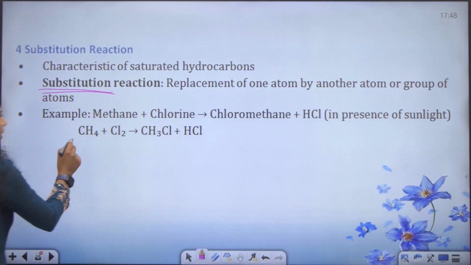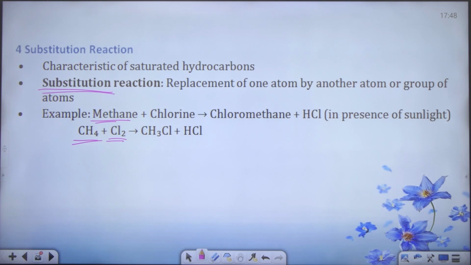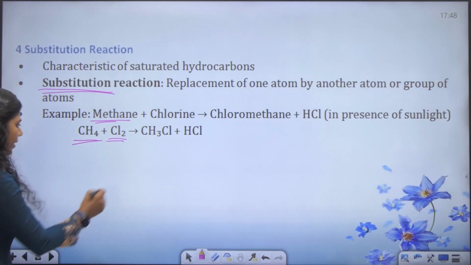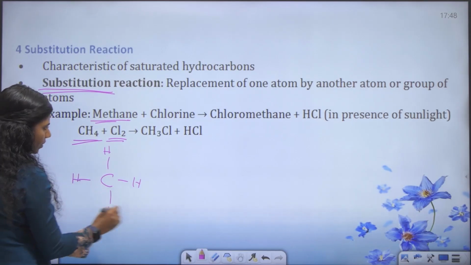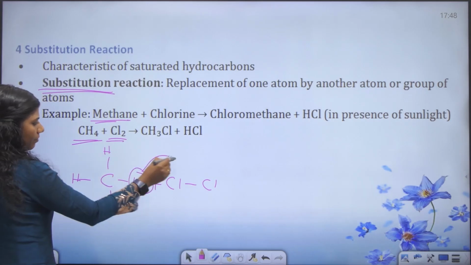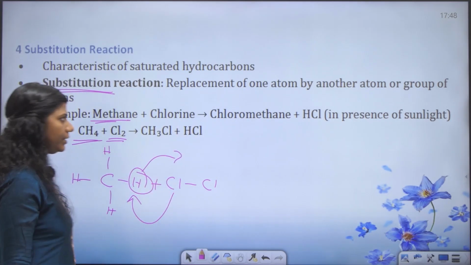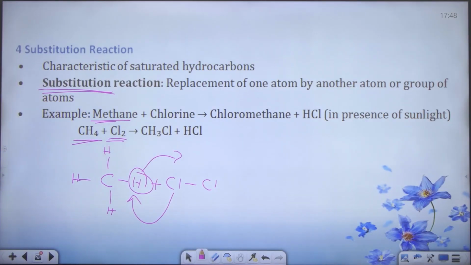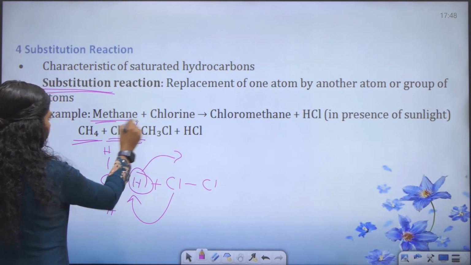Suppose CH4 is methane, plus chlorine. Here we replace one hydrogen atom by a chlorine atom. CH4 plus Cl2: replacing one hydrogen atom by a chlorine atom forms CH3Cl plus HCl in the presence of sunlight. This reaction is carried out in the presence of sunlight, hν.